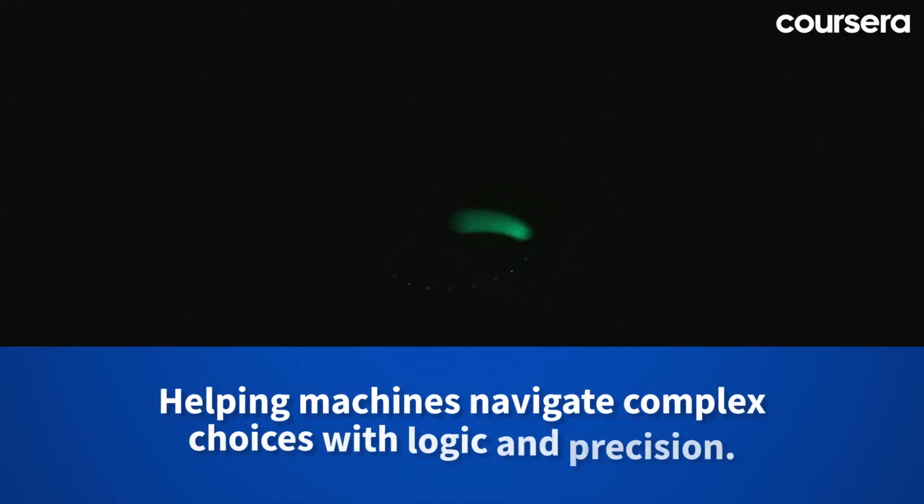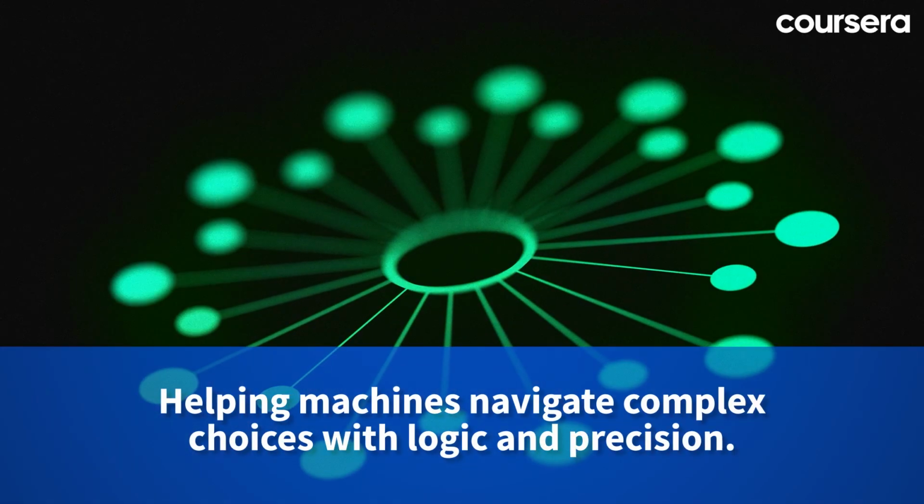So, the next time you hear about machine learning making smart predictions, think of decision trees. They're the ultimate guide, helping machines navigate complex choices with logic and precision.